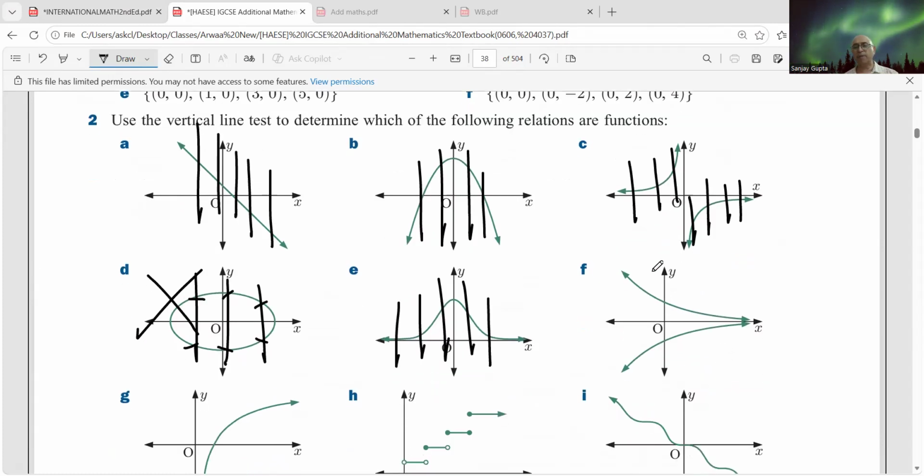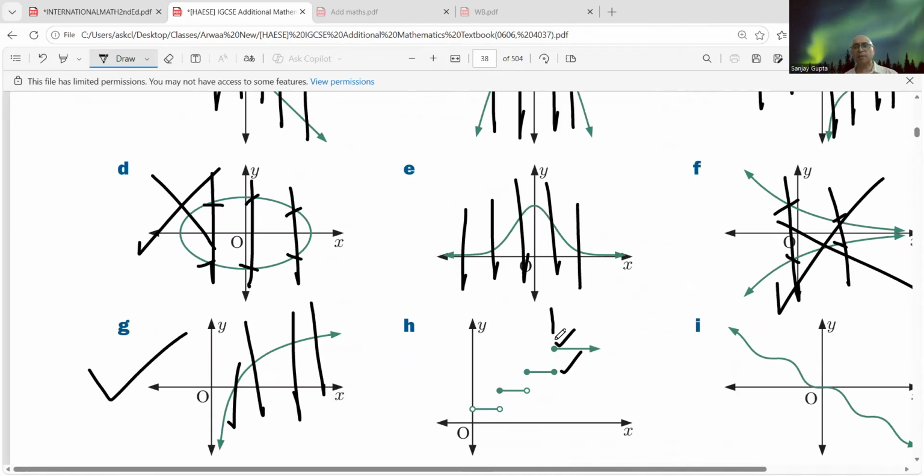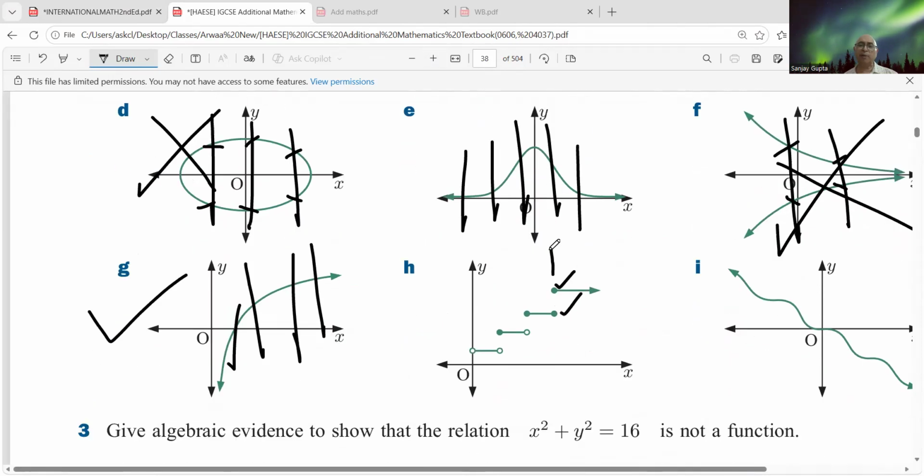Yes. But for this one, f, the vertical line cuts the graph at more than one place. So this is also not a function. This looks okay. And this here again, you see, these both are dark circles. Dark circles means both are the valid values of y.